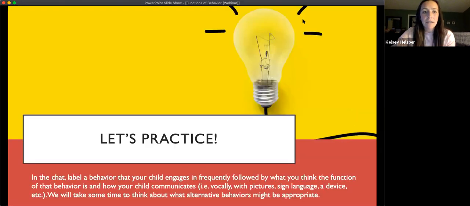So let's practice again. In the chat, I really want to go through some of those behaviors that are tricky for you guys, and try to label that behavior, followed by what you think the function of the behavior is. And if you don't know, just say that. And then I would also like for you to say with that how your child communicates so that I can give you some more appropriate replacement behaviors. So let's just try to think of some. And if you can think of some on your own already, go ahead and type those in too.